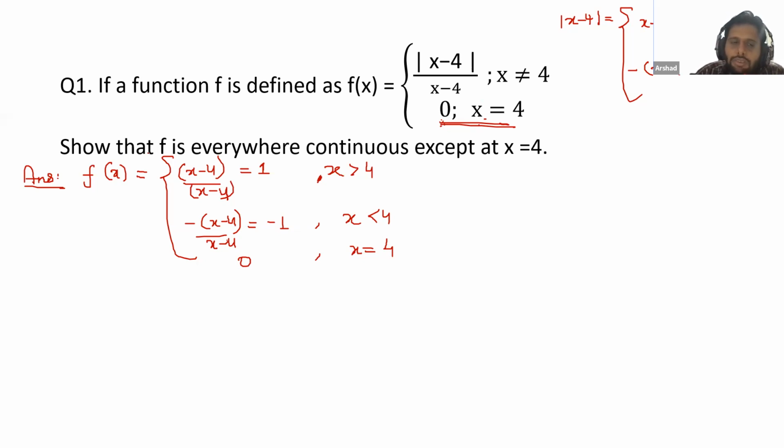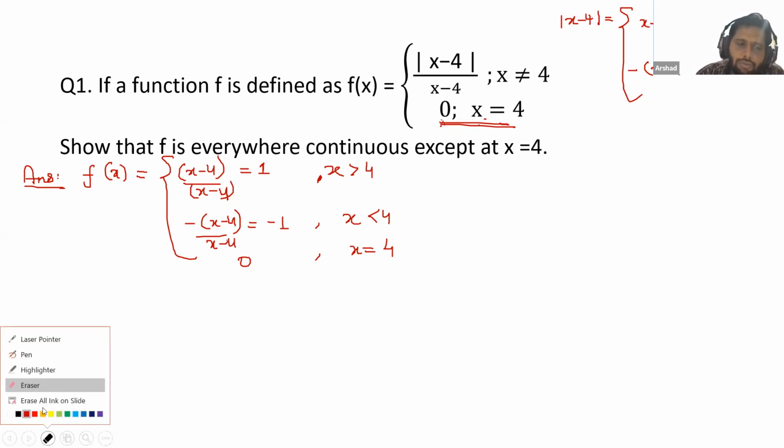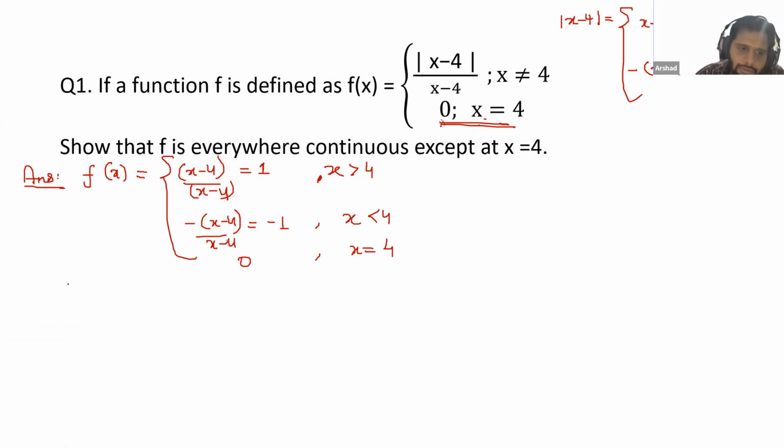Now, what is the question? They are saying show that f is everywhere continuous except at x equal to 4. So we need to check the value at x equal to 4. Other than that, we have to show that this function is everywhere continuous. I hope everyone now understood the difference. So please check the steps. In the reference book you can find a different method, but we will use this one.